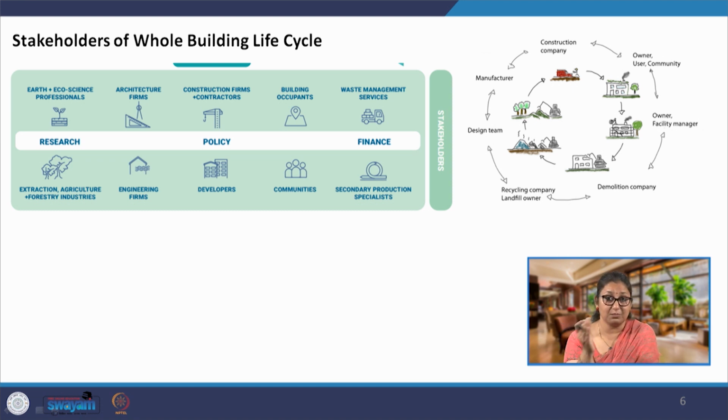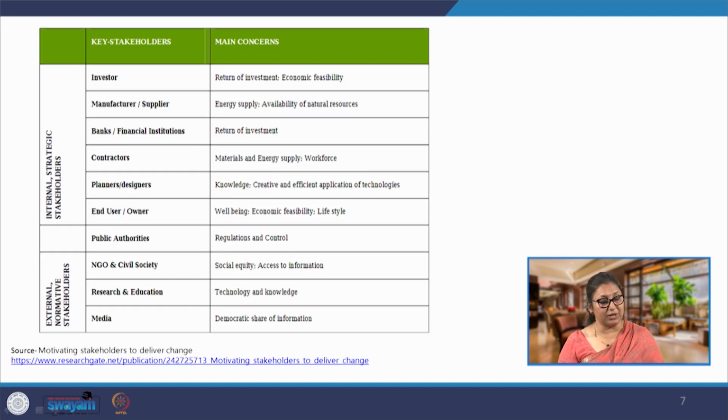We will come to that because the scope 1, 2 and 3 will vary depending upon the goal of the company or the activity goals of the companies, which is what we have understood so far. Then we have building occupants and the communities as users of these buildings. We have waste management services, and we also have the secondary production specialists, where we are looking at the recycling, upcycling and the reuse of these materials. So, these are different stakeholders in this building life cycle whom we are looking at.